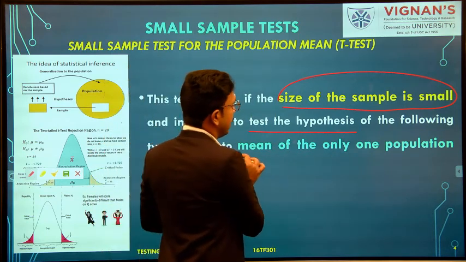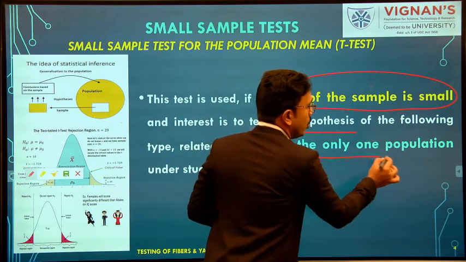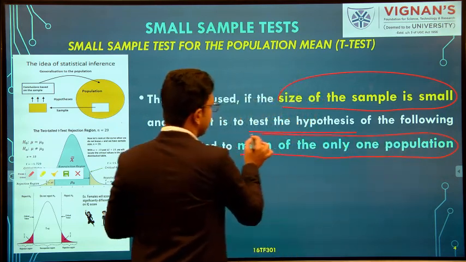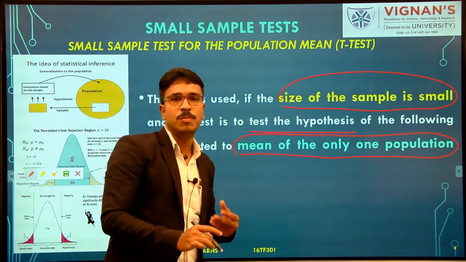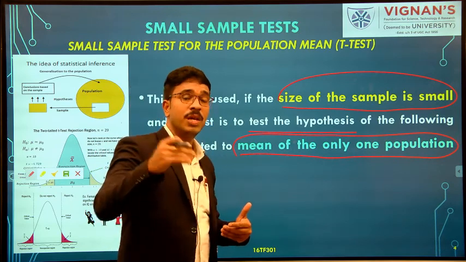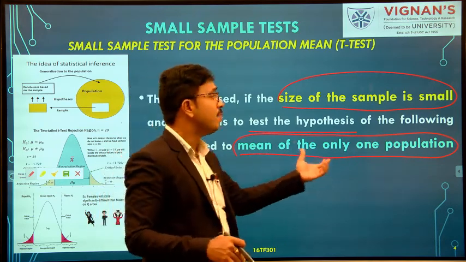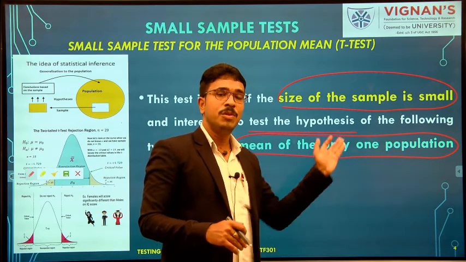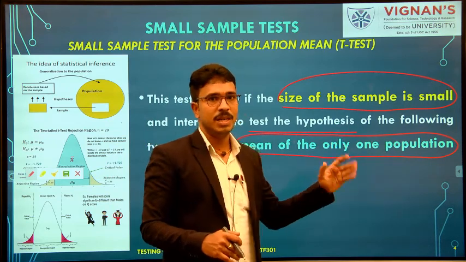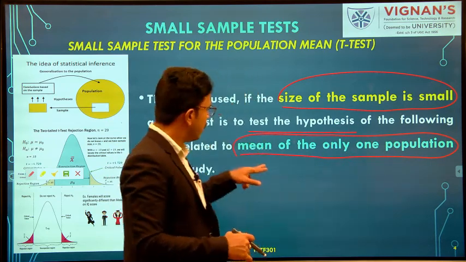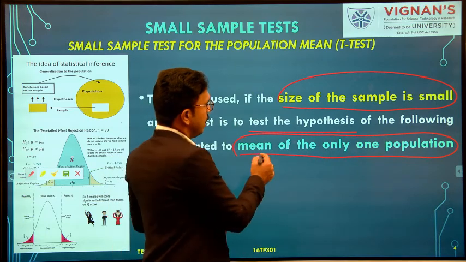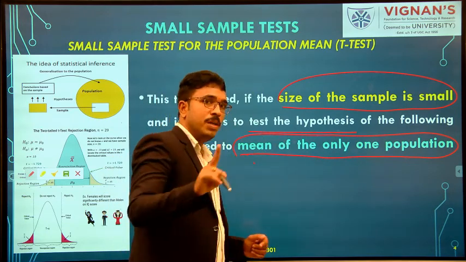Where it is related to the mean of only one population. Next we are going to see the mean of two populations, which we will discuss later in detail. So here we are going to discuss the mean of only one population.